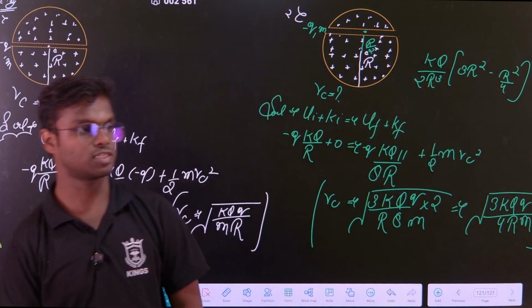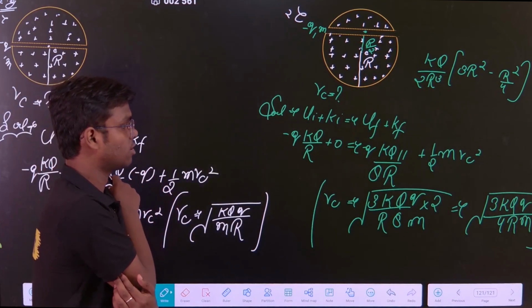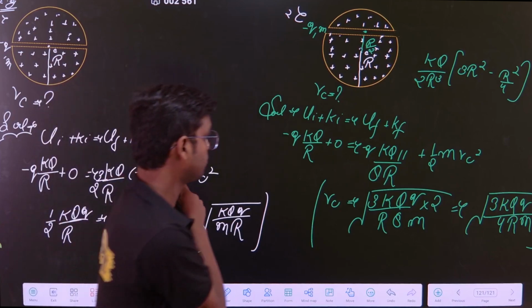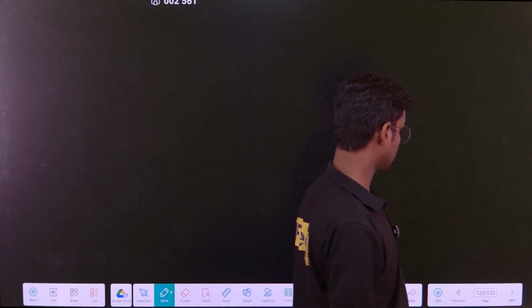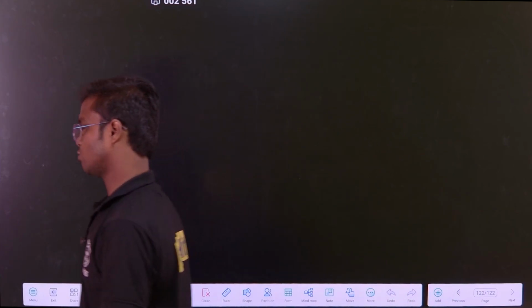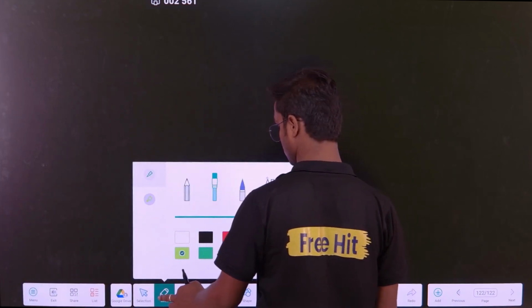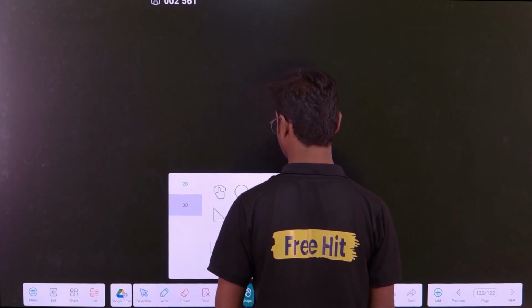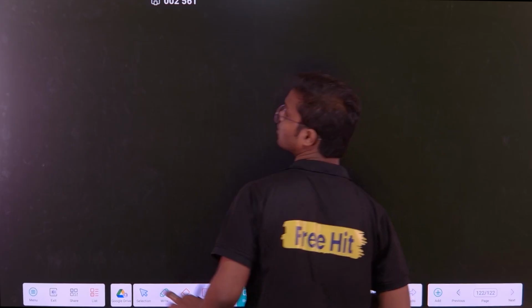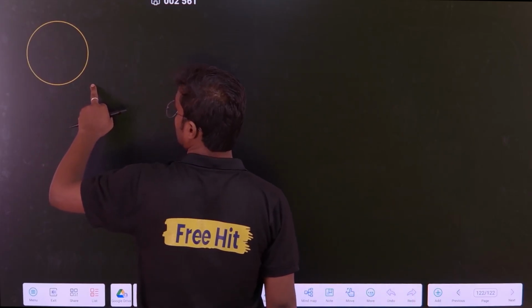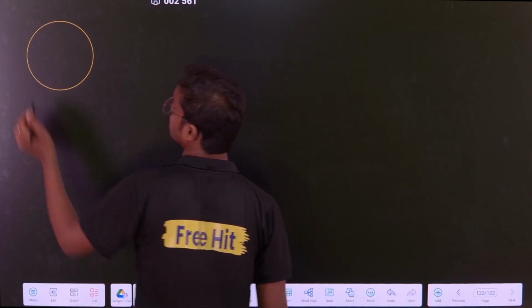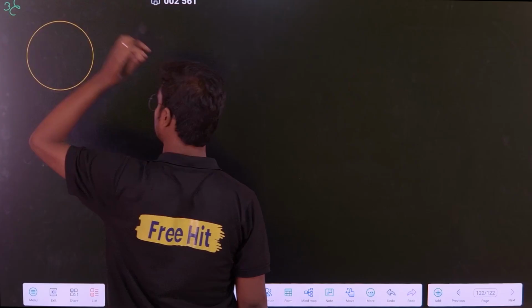I hope these two examples are clear to you. Clear? Okay. So let's take one more example. Again I have to draw. Okay, let's take another example.